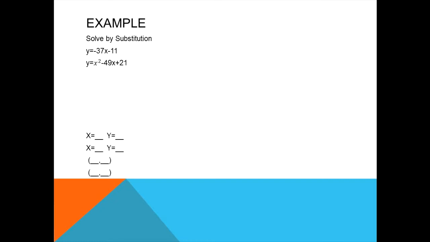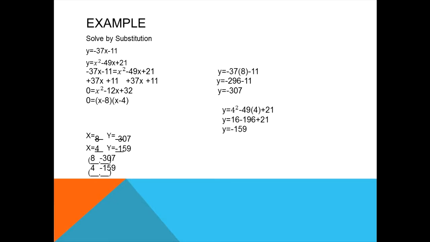For our first example, you can pause the video if you know how to do this, but we're going to be solving by substitution, and we'll get right into the answer. So for our first part, we had to take the negative 37x minus 11 and put that where the y would be for it. So we're subbing in that equation as y. So we're setting them equal to each other.